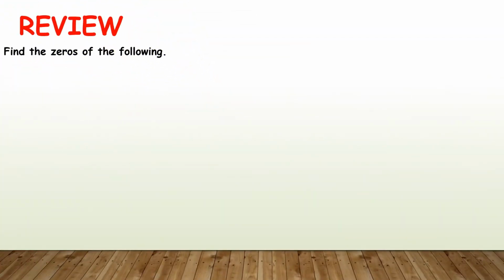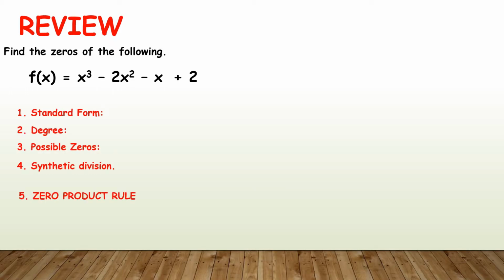Before we proceed with graphing the polynomial function, let's have a review first of finding the zeros of a polynomial function. Let's find the zeros of f(x) = x³ - 2x² - x + 2. So here are the steps in finding the zeros. First, write it in standard form and equate it to 0. So we will have x³ - 2x² - x + 2 = 0.